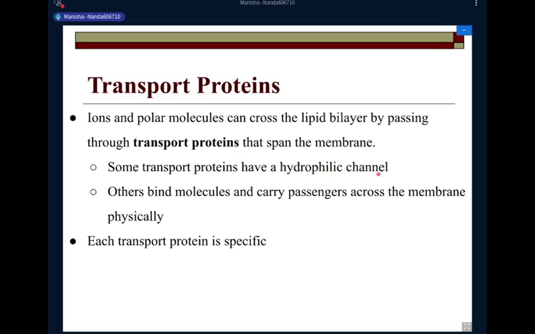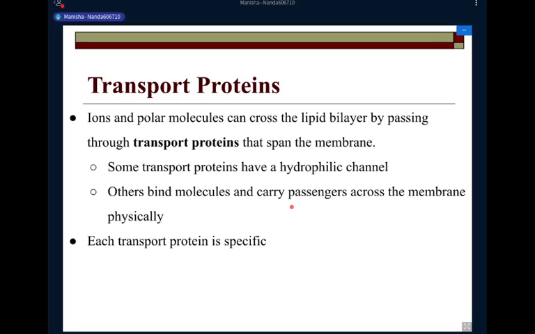Now, some transport proteins have a hydrophilic channel also, depending upon the composition of amino acids present inside the tunnel that is formed by those transporters. Whereas others bind molecules and carry passengers across the membrane physically. So here I just mean to say that you'll see two types of transporters. One that just forms a passage, just like a corridor, that creates a path to move molecules or ions from the cell interior, that is from the cytosol, to the extracellular side, or from the extracellular side to the cell interior.